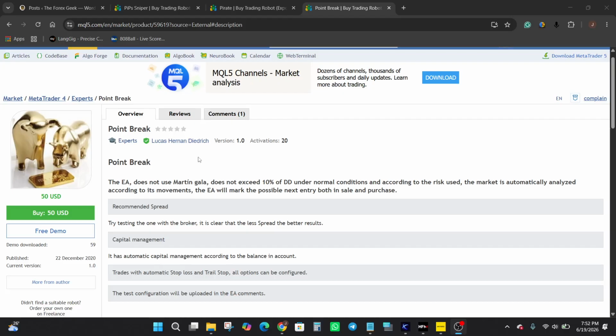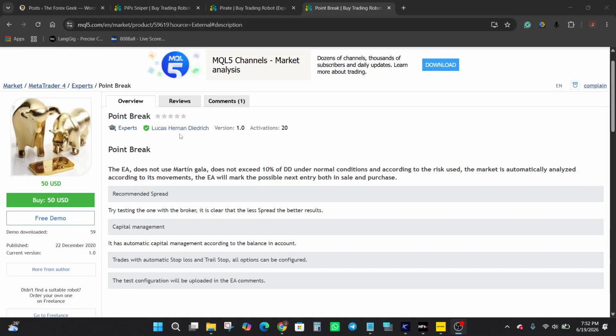Now, as we look at the marketplace page, Point Break is an MT4 expert advisor developed by Lucas Hernan Diedrich. At the time of this review, the EA is listed at $50 and is currently available as version 1.0.